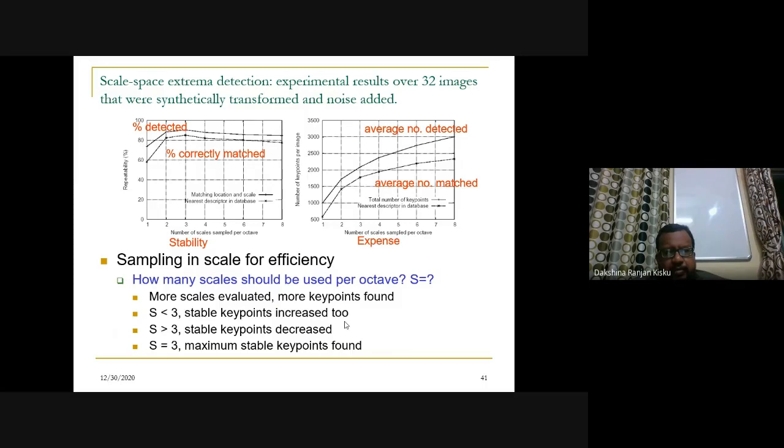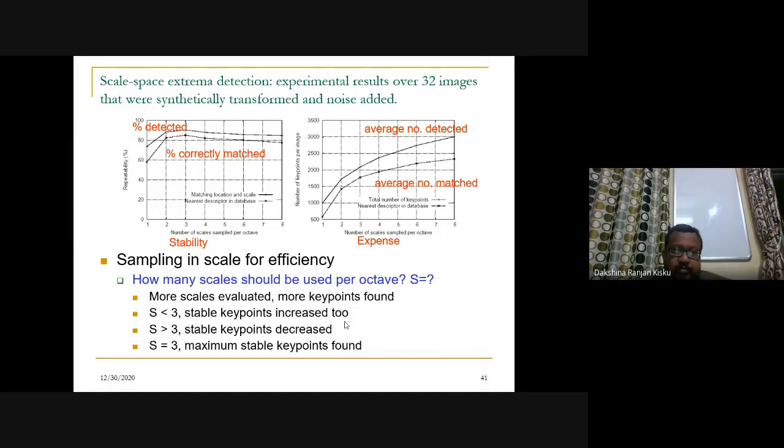Now we are discussing the number of scales and the value of sigma. What will be the number of scales per octave? If we consider an octave for the Gaussian smoothing filter, the Gaussian smoothing filter will give us the scales. How many scales can we consider per octave? Now we can obtain a curve for repeatability.